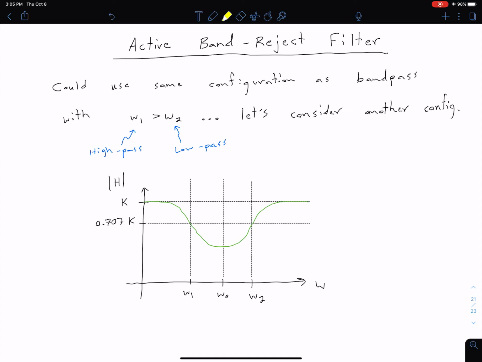So one way that we could achieve this sort of behavior is we could take that same cascade configuration for our active band pass filter, and just adjust our frequencies omega 1 and omega 2 such that omega 1 from the high pass filter is greater than omega 2 for the low pass filter. But we're going to consider a different configuration just so we get exposure to some different ways to do this.